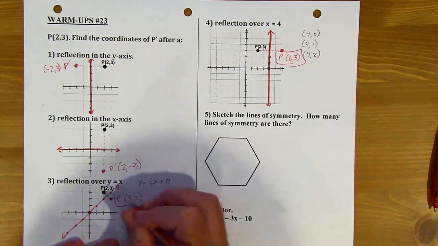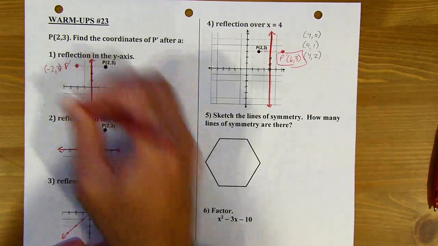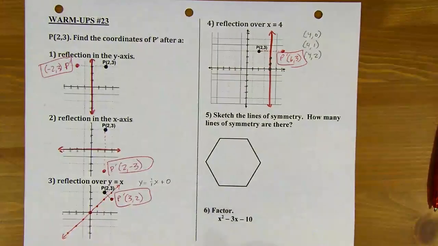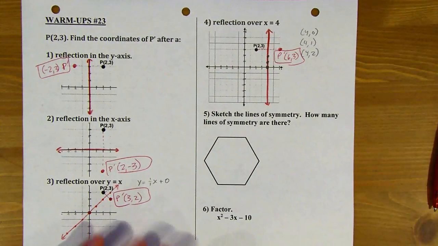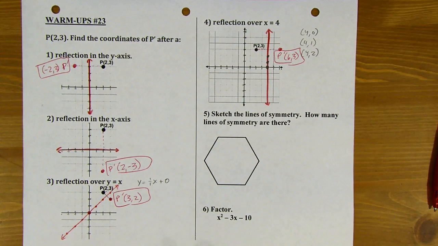Okay. Just putting the box around my answers here to indicate those are my final answers. Okay, now we've got some lines of symmetry. How many, sketch them, and then how many of them are there?